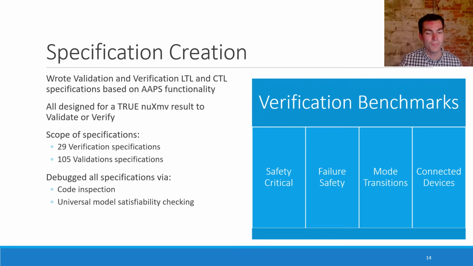In total, 134 specifications were written, distributed between validation and verification, all of which were debugged using code inspection and satisfiability checking with the universal model. Since these specifications were written while the nuXmv model was being created, some nuXmv model bugs were discovered.